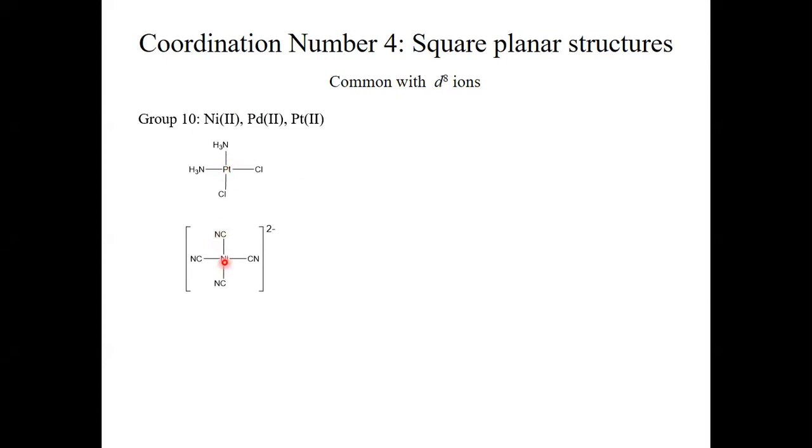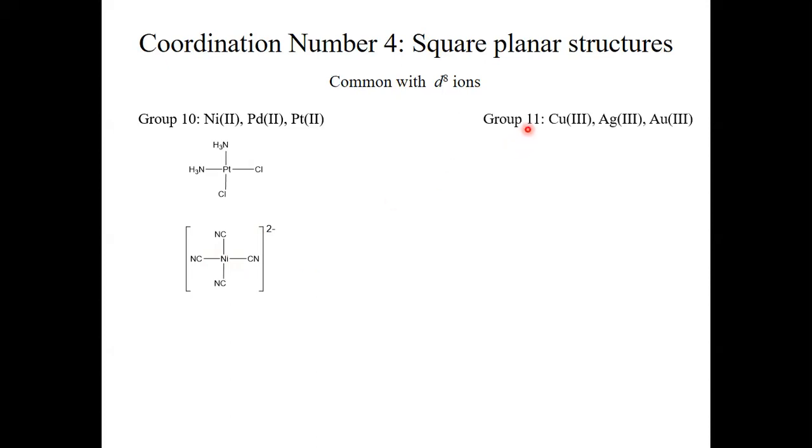So here we have 4 cyano ligands that have a 1- charge each. That gives 4 negative charges overall. You see that the complex has a 2- charge. So -4 + 2 gives -2, and therefore nickel must have the oxidation number +2.